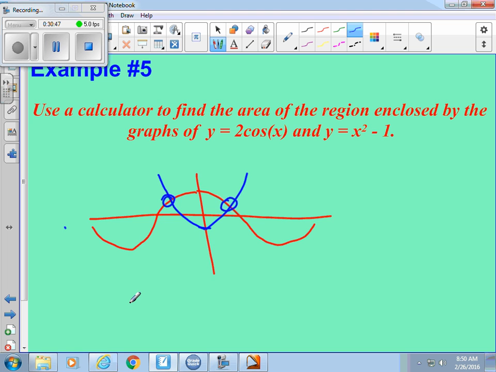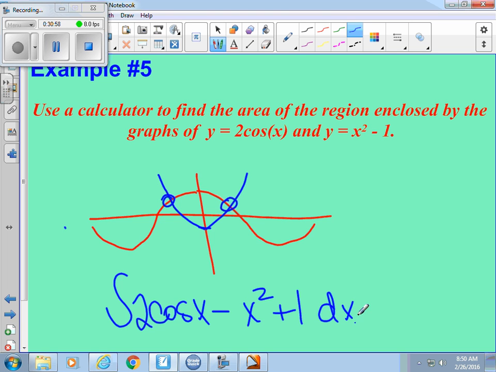So I'm going to integrate. Clear cut, top is the cosine function. Clear cut, bottom is the polynomial. And I would say from intersection A to intersection B. And then you would type this thing in your calculator. Okay? We'll finish this one today.